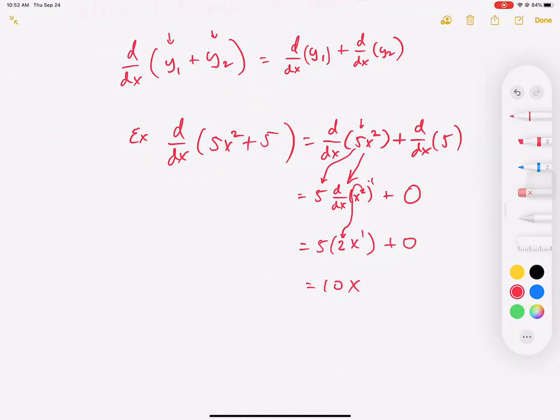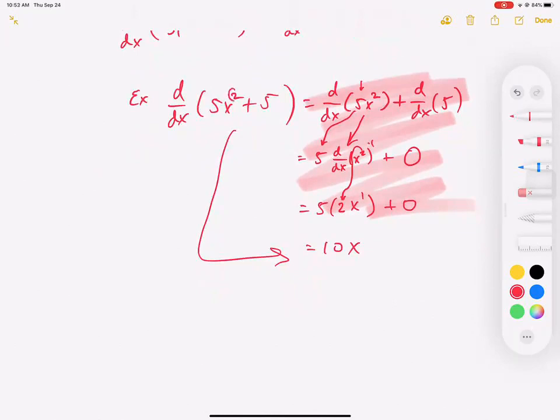Now, here's the cool part. Don't do this anymore. Once you get it stuck in your head, you go from here to here in one step. So when it comes to the constant multiple, where was the 2 going to go? Wasn't it going to go in the front anyways? Yeah, but someone's there. So 5 times 2 is 10. 2 minus 1 is 1. What's the derivative of 5? 0. Done.